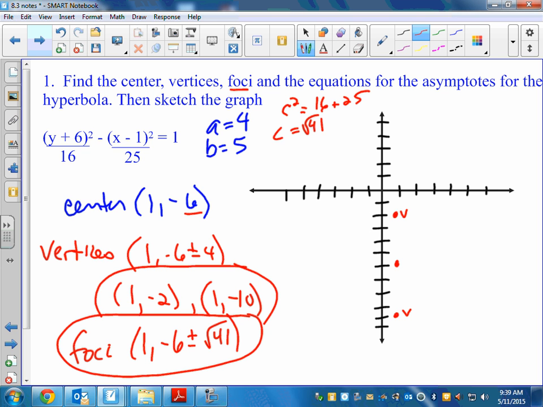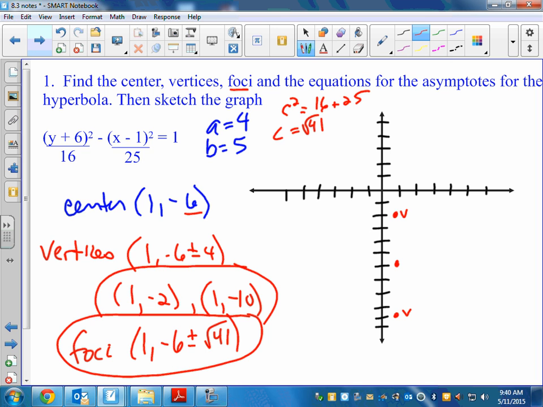Okay, I want to show you the shortcut here for graphing these, and then we'll talk about the equations for the asymptotes. So if we had the asymptotes, do you agree that that would help us know how wide to make the branches of the hyperbola? So this is where B comes into play. Just like B on an ellipse is the minor axis, on this one, B is going to be the axis that goes the opposite way.